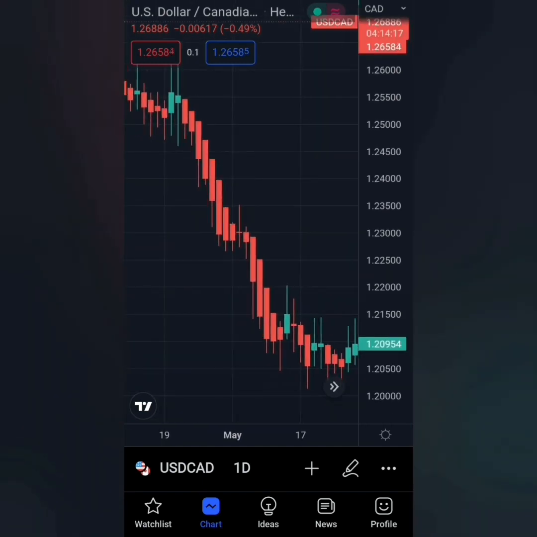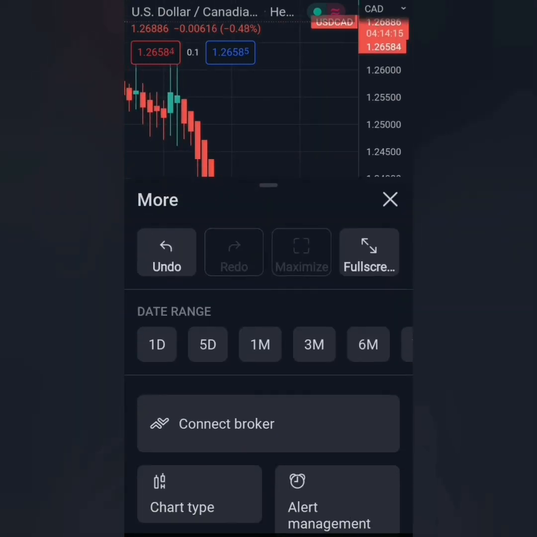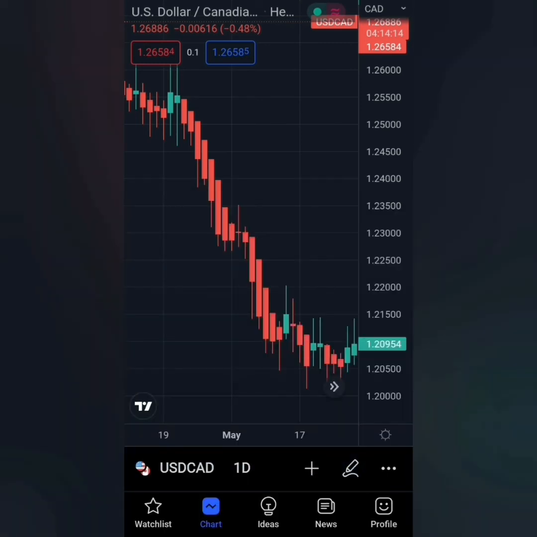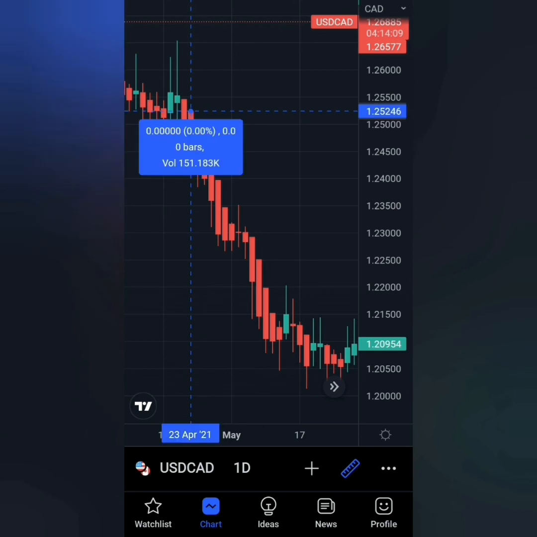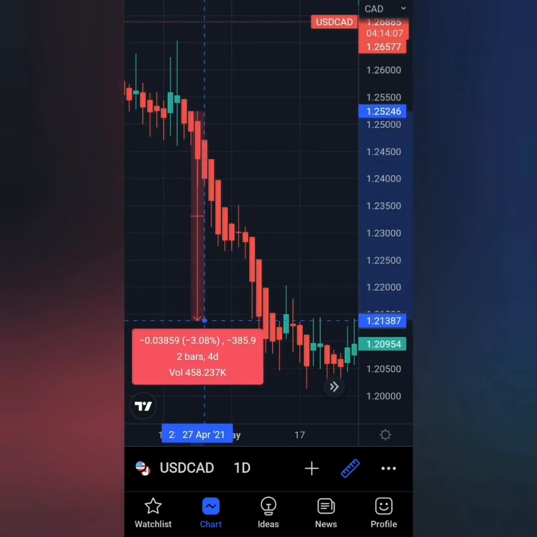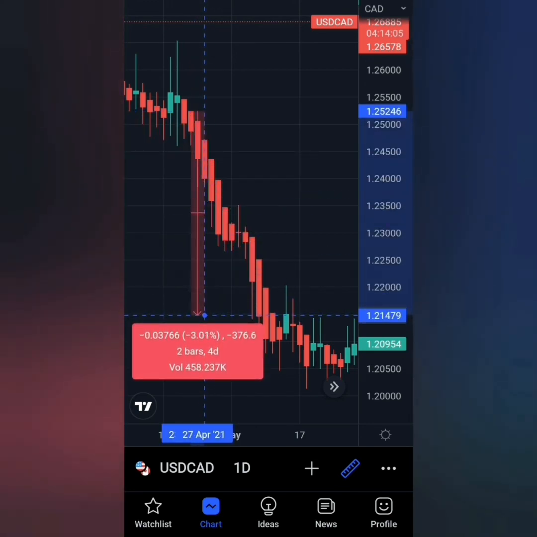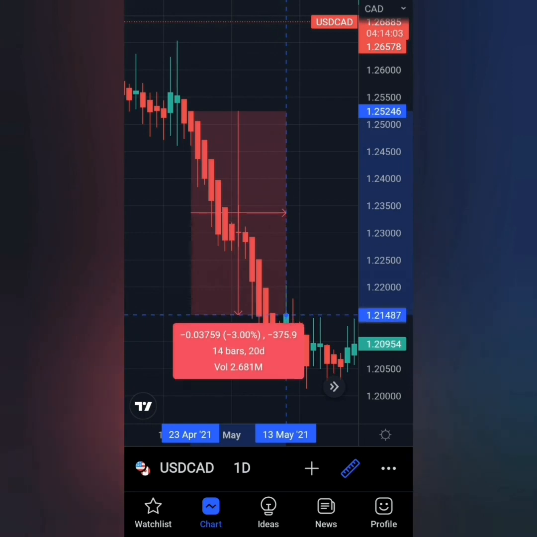Let's measure this fast, the pips. So you would have entered right there, and you would have exited there. So this is 375 pips. This is a very long trade, guys.